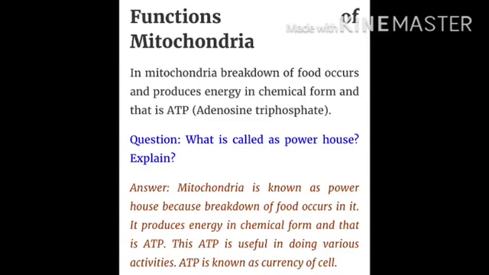Now the question arises, what is called powerhouse? Explain. Mitochondria is known as the powerhouse of the cell because breakdown of food occurs in it. It produces energy in chemical form, and that is ATP. This ATP is useful in doing various activities. ATP is known as the currency of the cell.